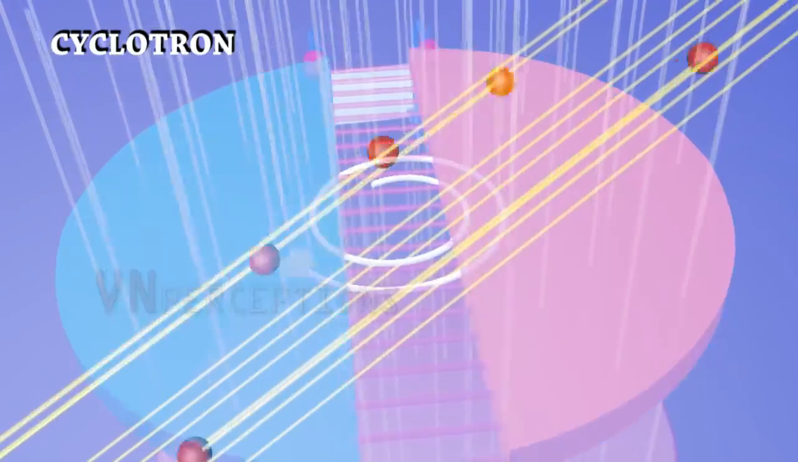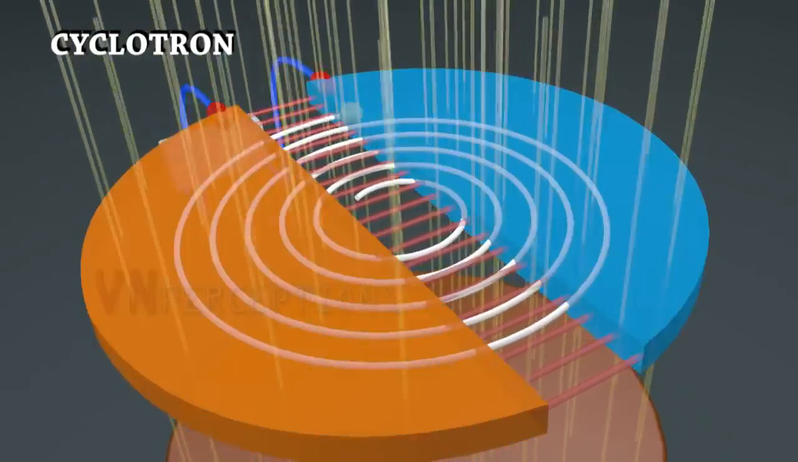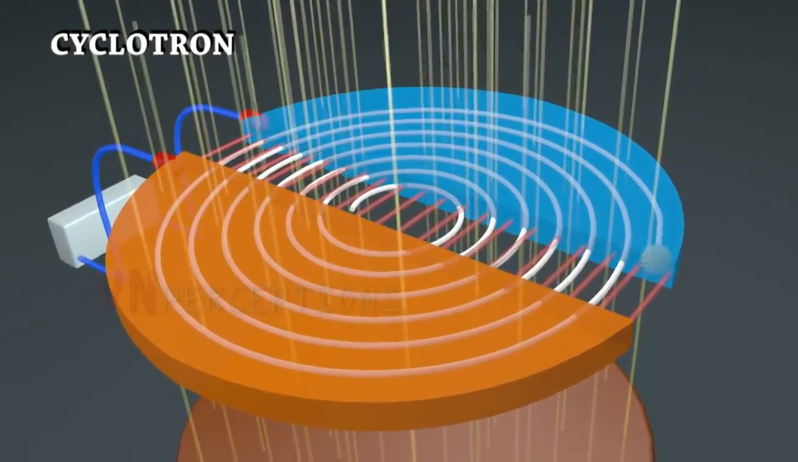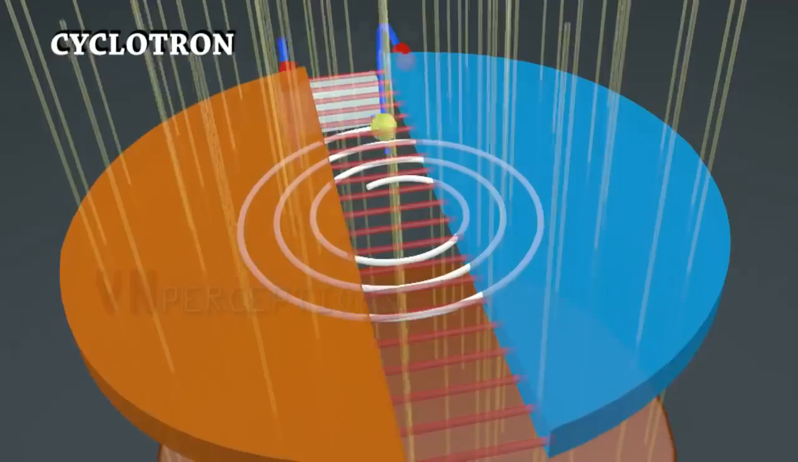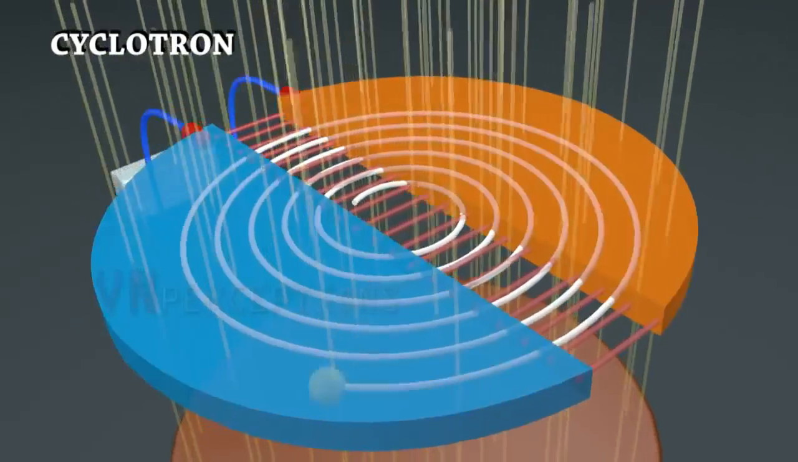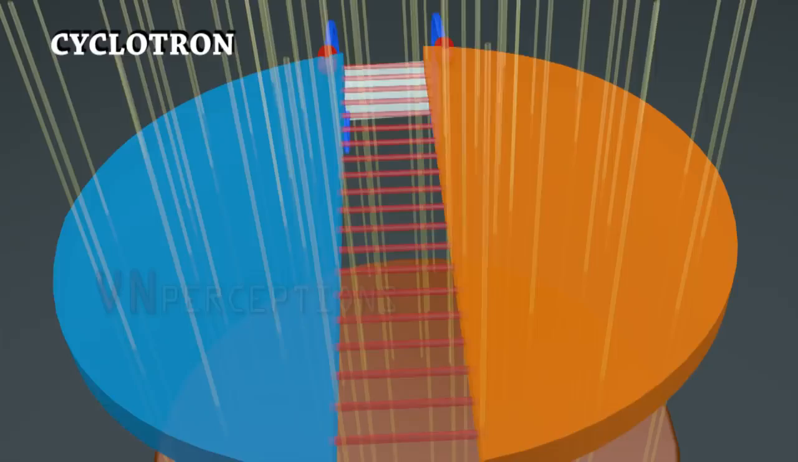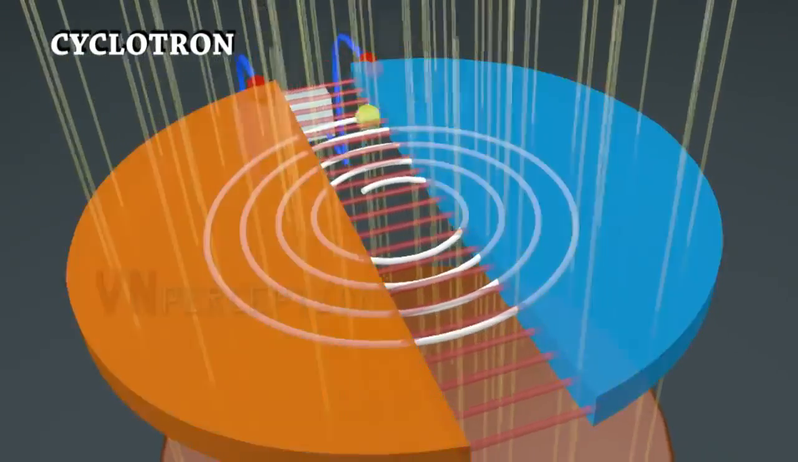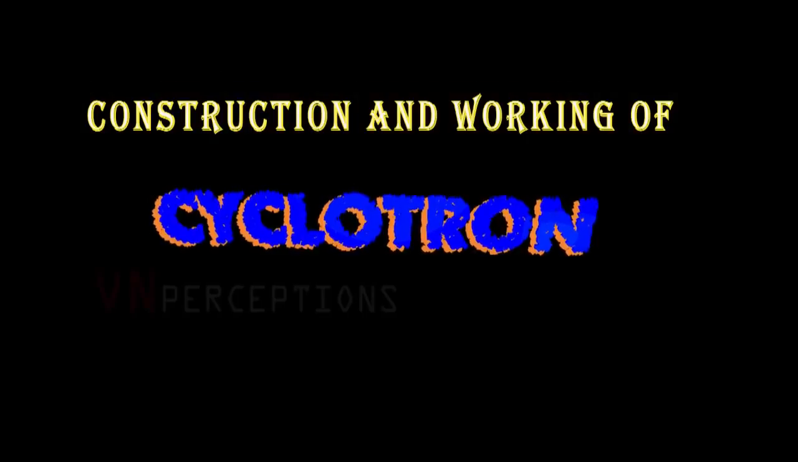A positively charged particle can be accelerated to high energy with the help of an oscillating electric field by making it cross the same electric field time and again with the use of a strong magnetic field.